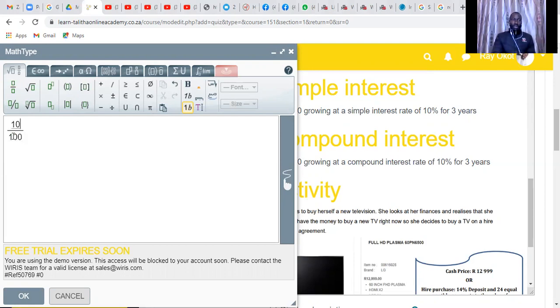So it's a period of 3 years. We say simple interest for the first year is going to be 10% of 500 rand. When we do that, what do we get? Well, we get 50.